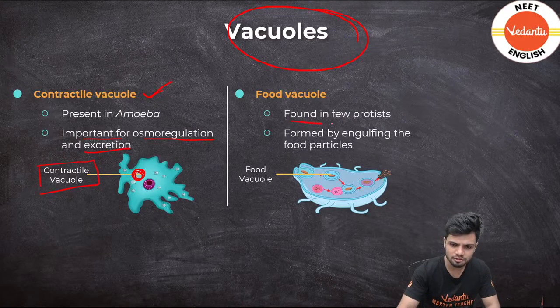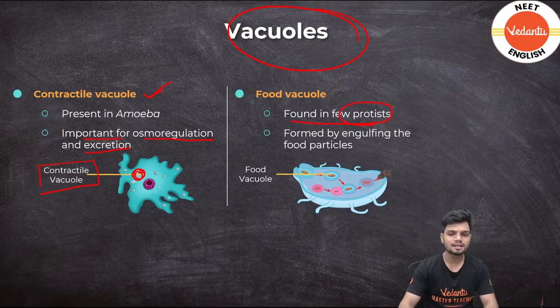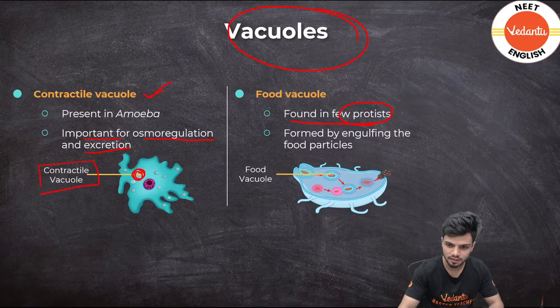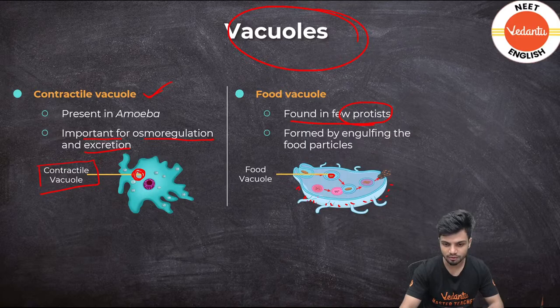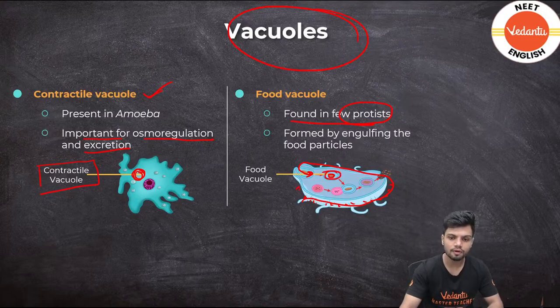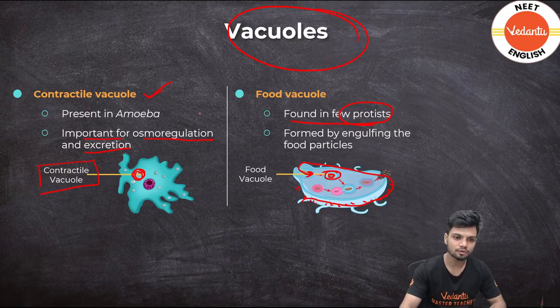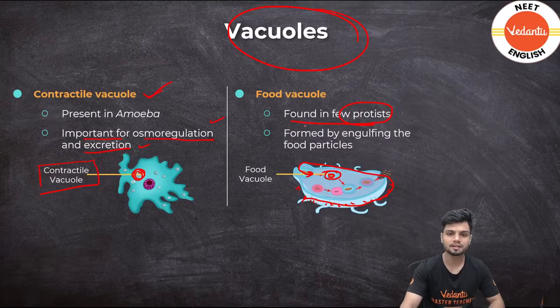Now, what about certain protists, such as paramecium? In paramecium, there are food vacuoles present. Whenever there is food in the outer surrounding, the food will be transported around the paramecium and sent to the food vacuole. Inside the food vacuole, the food particles are completely engulfed. So, contractile vacuoles in amoeba handle osmoregulation and excretion, and food vacuoles are present in other protists also.